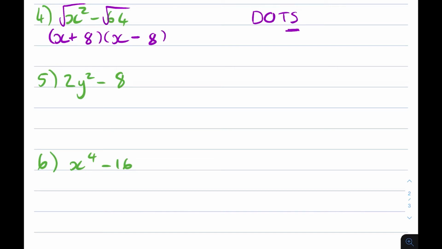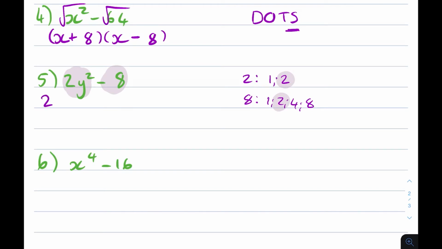For the second one, for number 5 over here, just check again if it's a difference of two squares. Now, before you can check, always try and take out a highest common factor first, if it's possible. So when you look at 2y squared and negative 8, is there something that you can factorize out number-wise? When you look at the 8 and 2, the factors of 2 are 1 and 2, and for 8 they are 1, 2, 4, and 8. So your highest common factor for 2 and 8 is actually 2. So you can factorize something first.